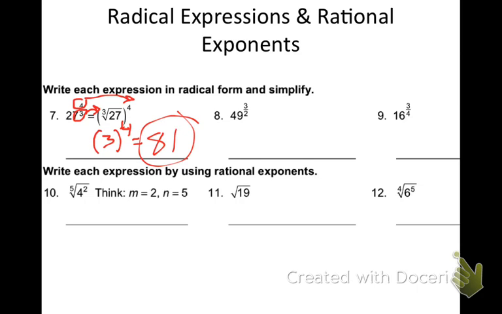Okay? The toughest part about this is just thinking about the root as your denominator. You have to take it step by step. So 49 to the 3/2 power. Well, that's like saying the square root of 49 to the 3rd power. Now, notice I didn't have to put a 2 out there because it's a square root. There's that invisible 2 power. So I have the square root of 49.